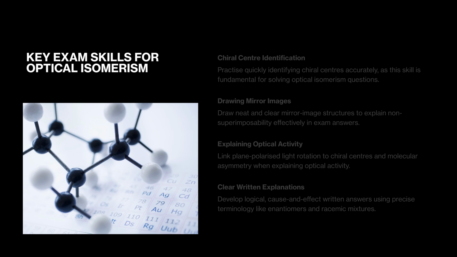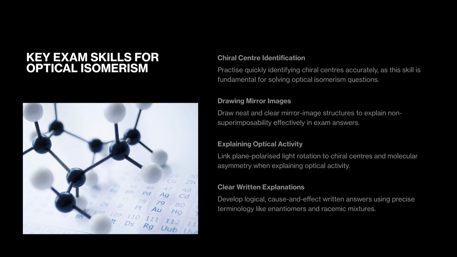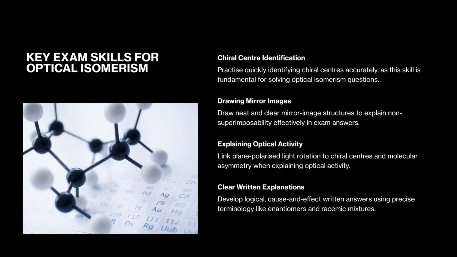Key exam skills for optical isomerism, summary and conceptual overview. Success in exam questions on optical isomerism depends on combining accurate knowledge with strong exam technique. When asked to explain optical activity, students should always link the rotation of plane polarized light to the presence of a chiral center and molecular asymmetry. For racemic mixtures, explanations must explicitly mention equal and opposite rotations cancelling out.